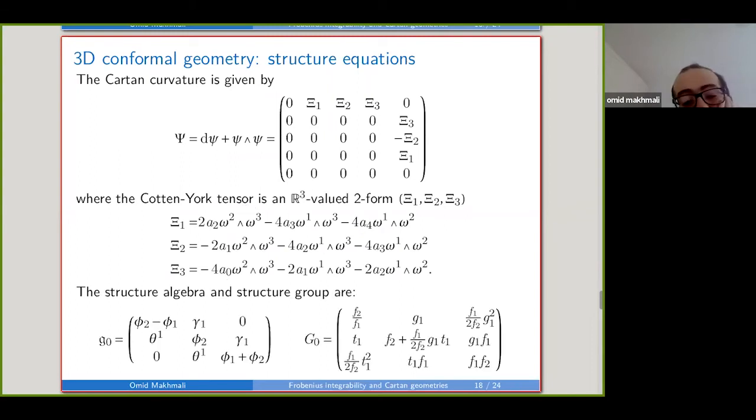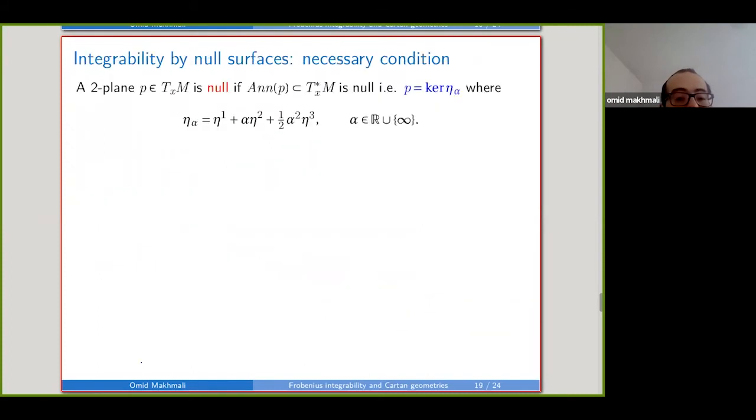If somebody wants to play around with these things, I have written the parametrization of the structure group, and this is the algebra of the structure group. So let's, as before, find necessary conditions to have a foliation by null surfaces. A two-plane is null if the annihilator of that two-plane as a one form in the cotangent bundle is null with respect to the induced metric on the cotangent bundle.